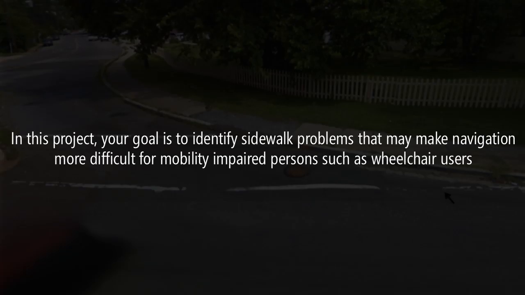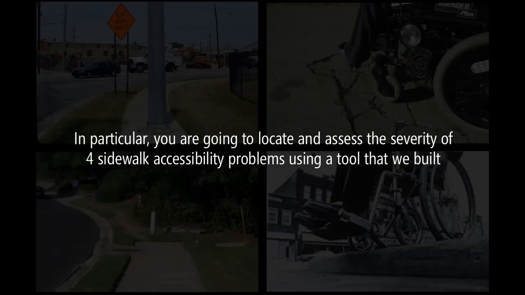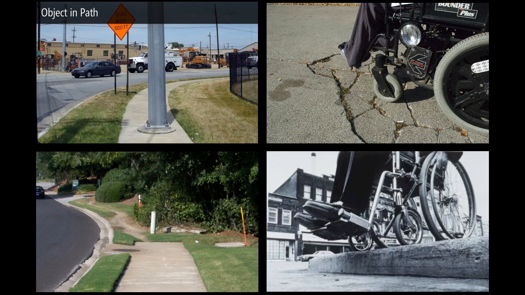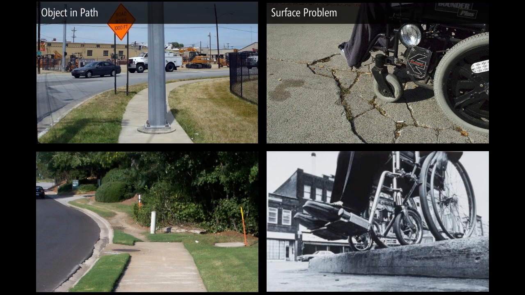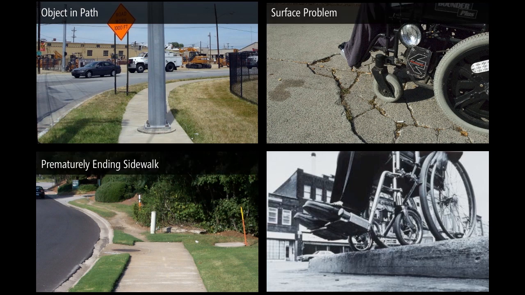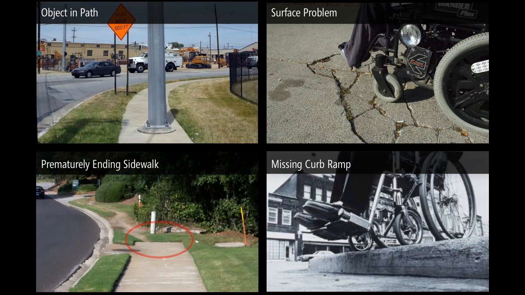In this project, your goal is to identify sidewalk problems that may make navigation more difficult for mobility-impaired persons such as wheelchair users. In particular, you're going to locate and assess the severity of 4 sidewalk accessibility problems using a tool that we built. These 4 problems include when objects are in the sidewalk path, surface problems, prematurely ending sidewalks, and curbs at intersections or crosswalks that do not have curb ramps.